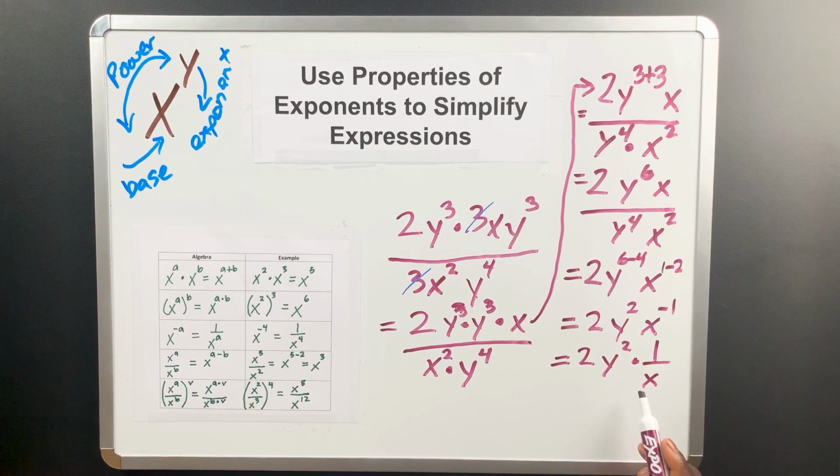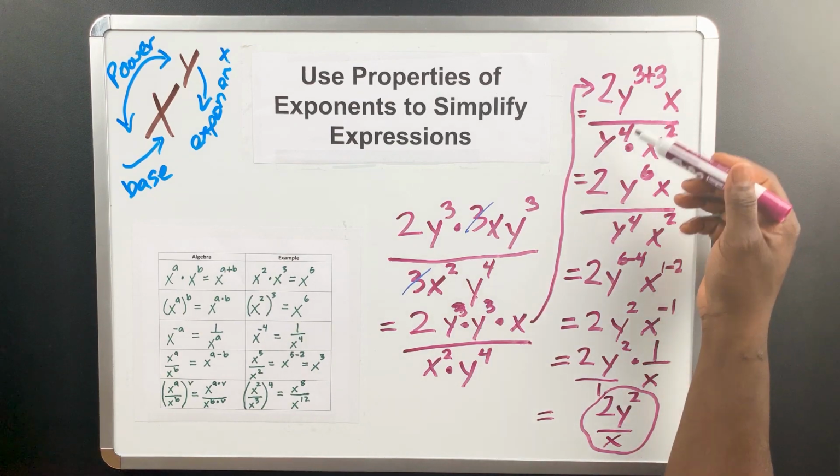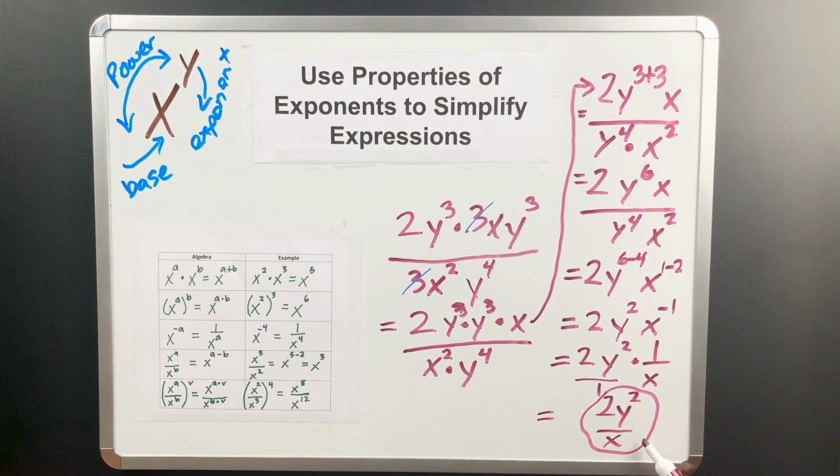Now, there's one more step. We're just going to multiply. This is the same as multiplying fractions. You can put this over 1. And then our final answer, 2 times y to the 2nd times 1 becomes 2 times y to the 2nd. Very good. 1 times x becomes x. This is our final answer: 2 times y to the 2nd divided by x. Very good. So I noticed that we used about 3 different properties in one problem. This was the original problem, and it's simplified here.